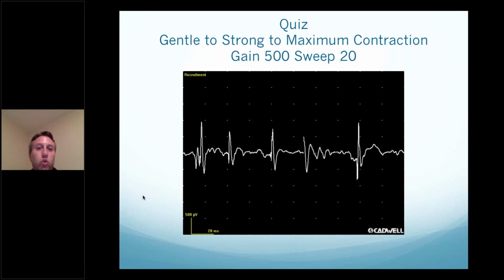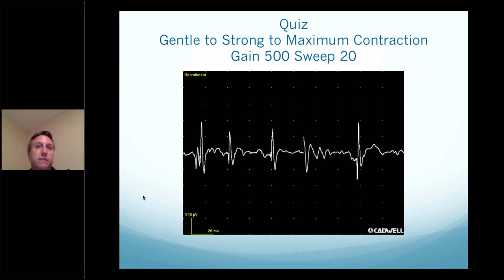So this is a normal recruitment because you saw very few motor units popping up, and then as the person contracted harder, they got a little bit bigger, and you got more of them as they continued to contract harder. You saw more and more to where eventually, not quite, but pretty close, the baseline was totally obscured by all the different motor units. So this would be a normal interference pattern, because this is what you'd expect to see if the person contracts the muscle as hard as they can.